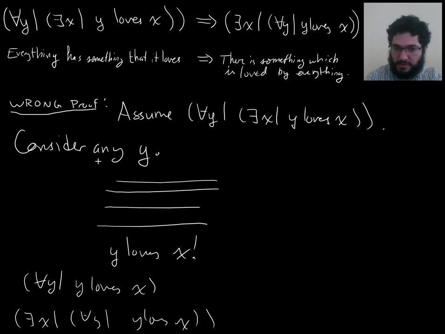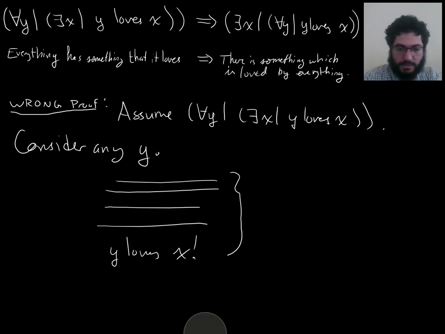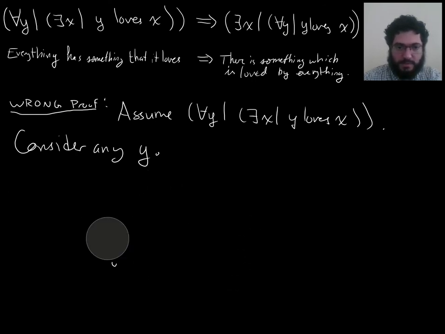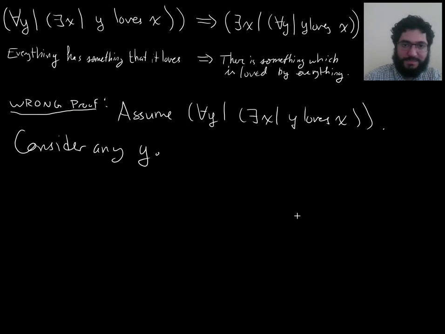And I think it is correct that if I manage to say a bunch of stuff and reach y loves x here, then this would be valid. So let's see if that pans out. Okay, so my goal now is to prove that y loves x. Well, I know this. I know that y loves something, right? I know that y loves something.